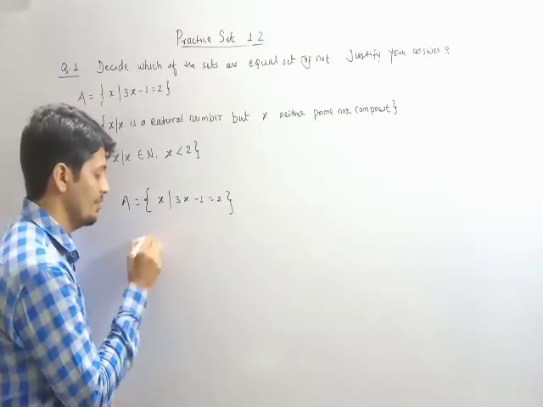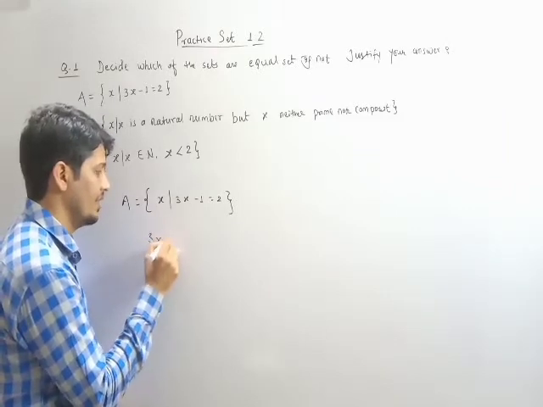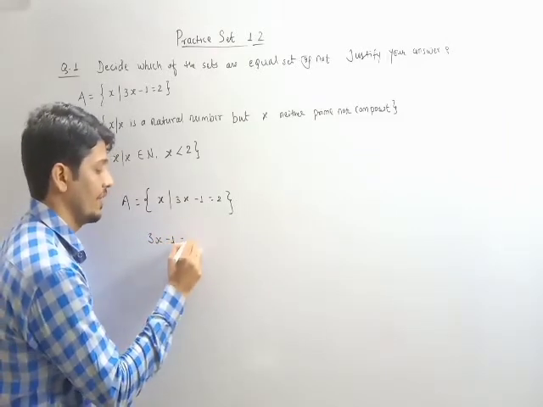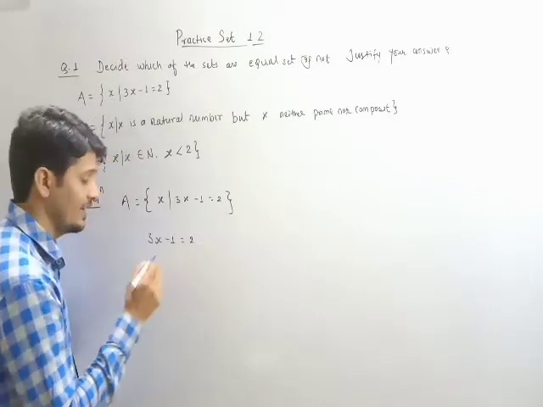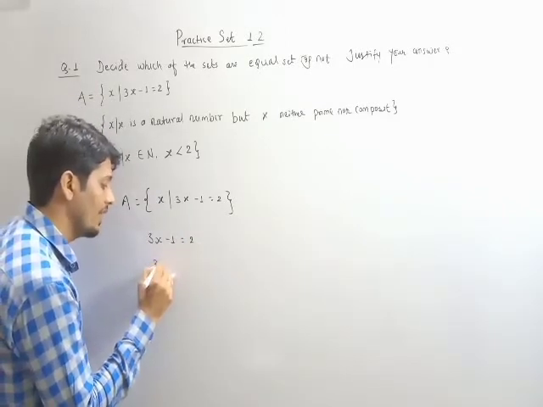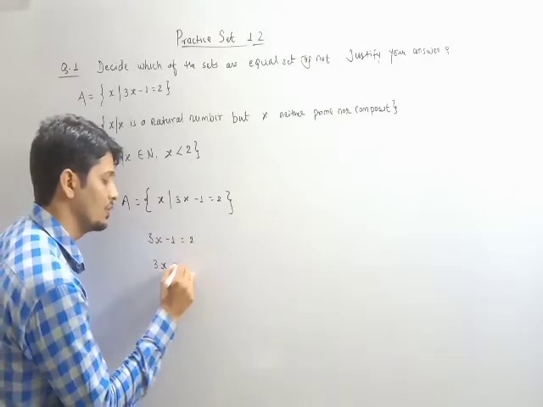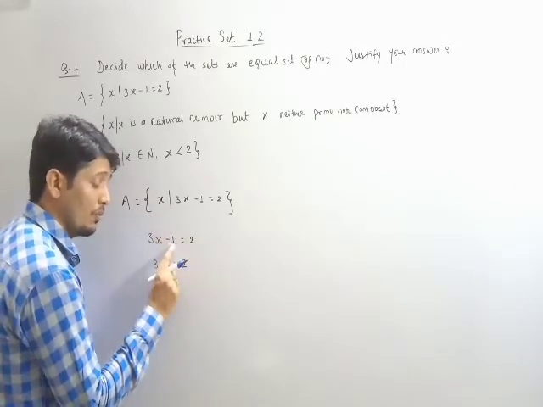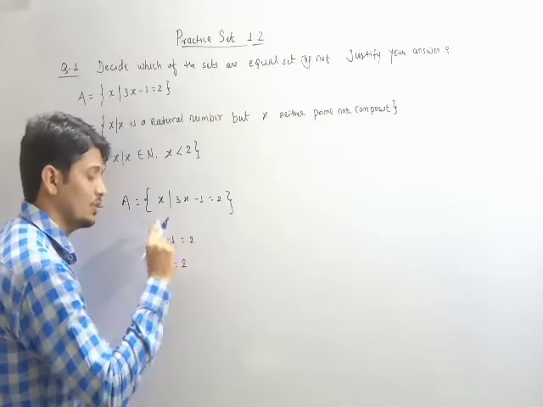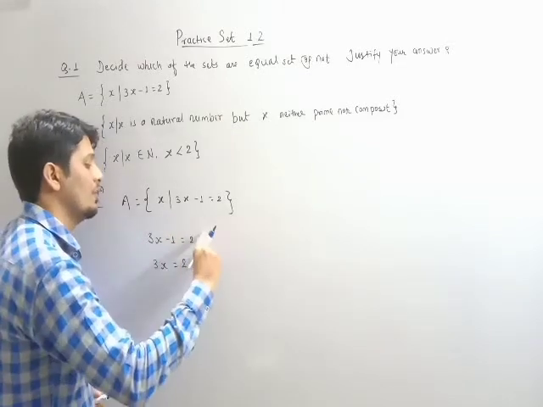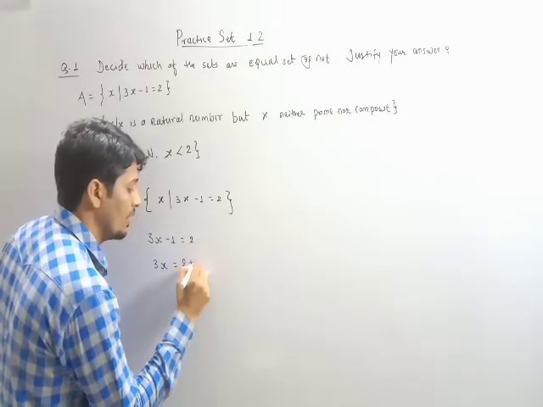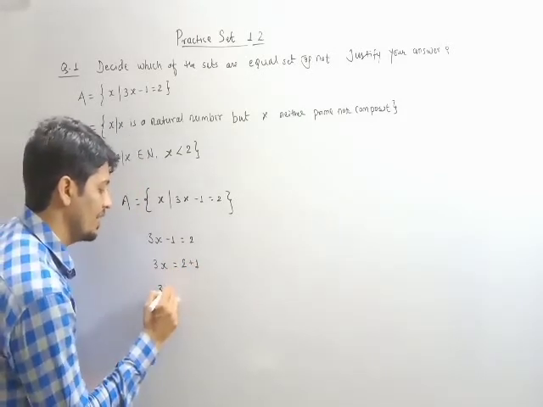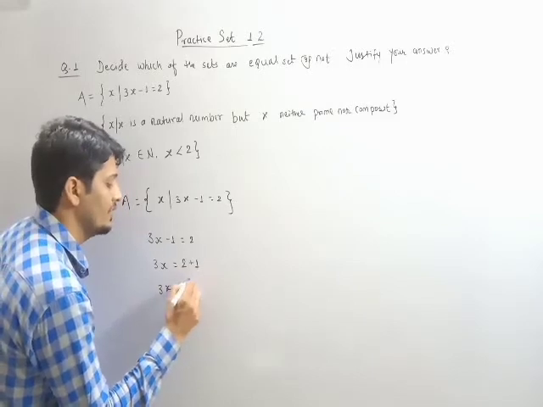So what is the equation? The equation is 3x minus 1 equals to 2. So we have to transfer this minus 1 to another side. So what we will get? We will get 3x equals to 2. See, 1 is in negative form. So when we will transfer this negative 1 to another side, it will become positive 1. So 2 plus 1. So 3x equals to 2 plus 1 is 3.